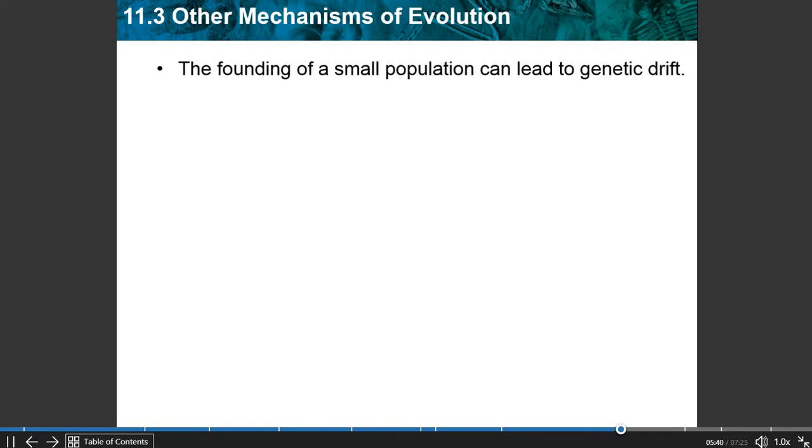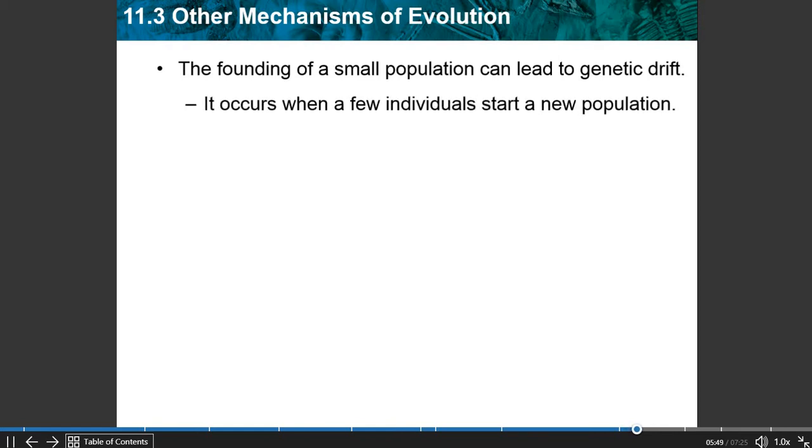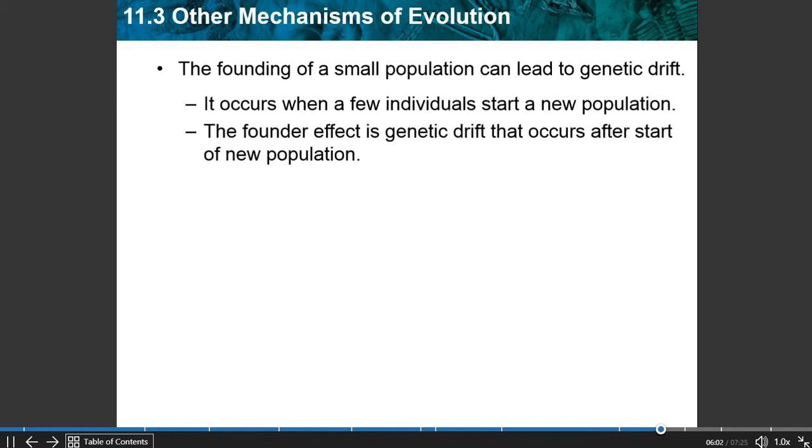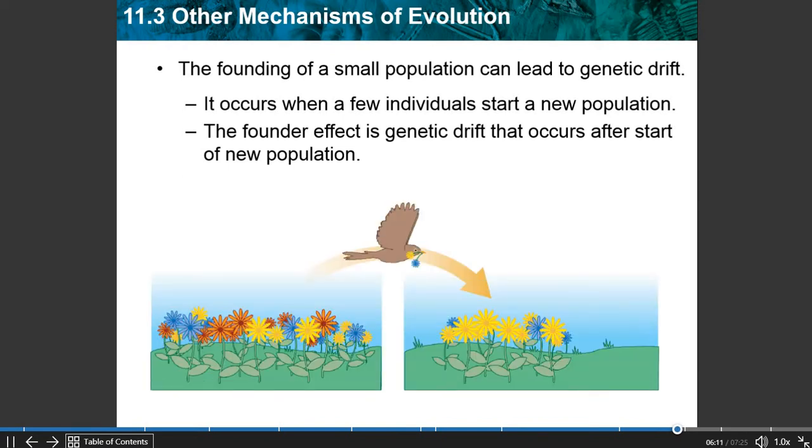Another type of genetic drift is the founder effect, where the founding of a small population can lead to genetic drift. That's where a group from the main population breaks off and basically goes to settle a new area. So that is another type of genetic drift. The founder effect is the genetic drift that occurs with the start of a new population.